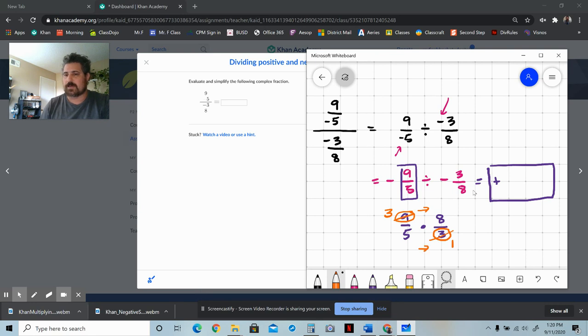3 times 8 is 24, and 5 times 1 is 5. So we know the answer is going to be 24/5, but that can be simplified, right? What is 24/5? Well, 5 goes into 24 4 times. That's 20 with 4 left over. So it's really going to be 4 4/5, right? So the correct answer should be positive 4 4/5.